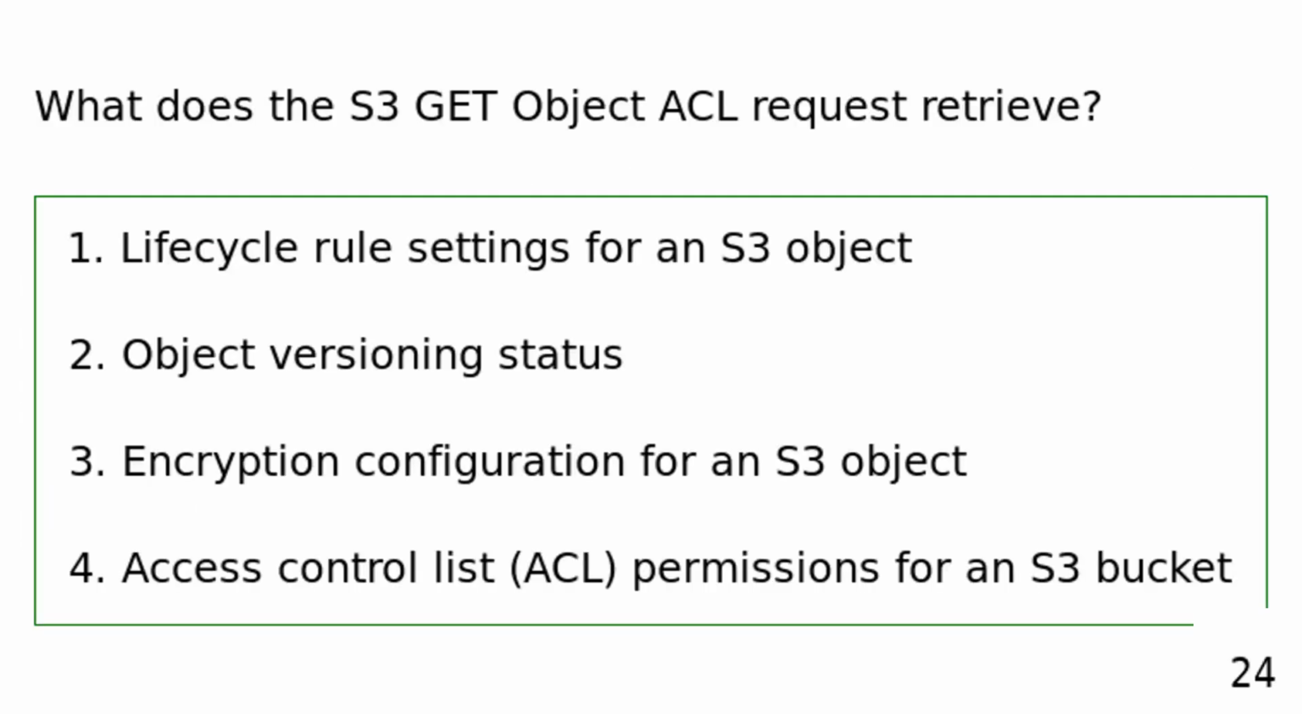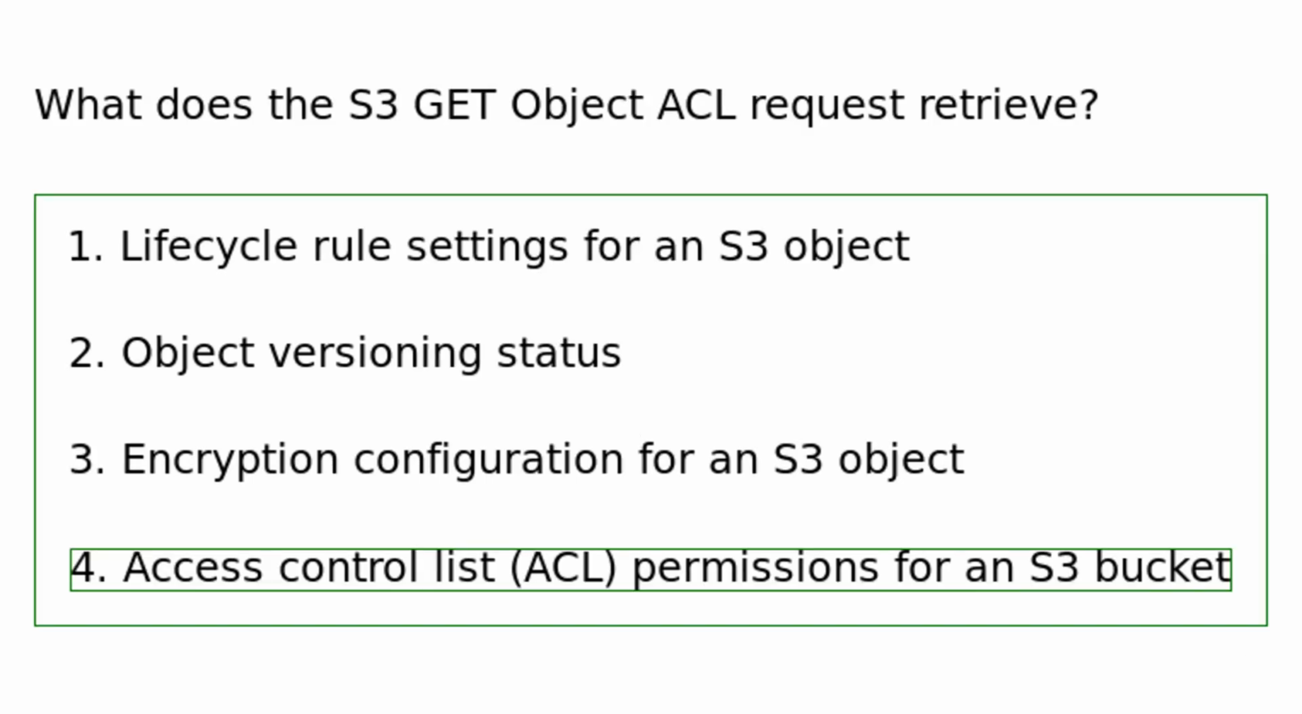What does the S3 Get Object ACL request retrieve? Lifecycle rule settings for an S3 object. Object versioning status. Encryption configuration for an S3 object. Access control list permissions for an S3 bucket. The Get Object ACL request retrieves the access control list associated with an S3 object, specifying who can access it and what actions they can perform.